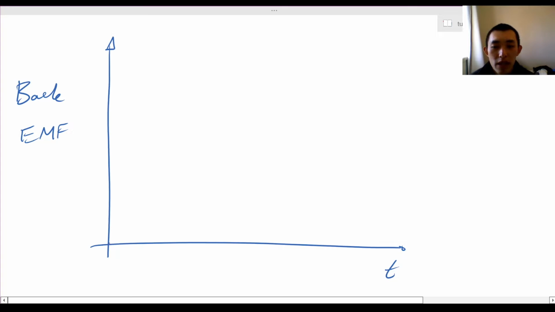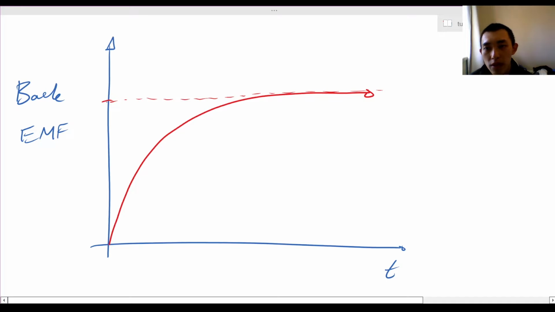Well, it's going to look a bit like this. It's got this kind of logarithmic shape, right? And it approaches this. Can you guess what this is? It's V supply.